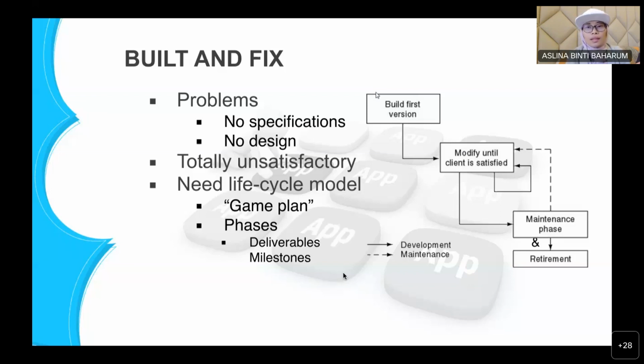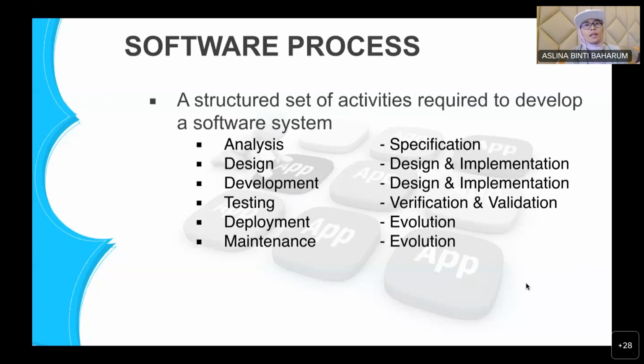Looking at the image here, build the first version and then modify until the client is satisfied. So it iterates and iterates until the word is satisfaction, because this is to solve the second problem, right? And then after that, only then you go to the maintenance phase and retirement, something like that. Okay, so this is the overall why we should learn software engineering, and this is to summarize topic one before. So let's start with software process.